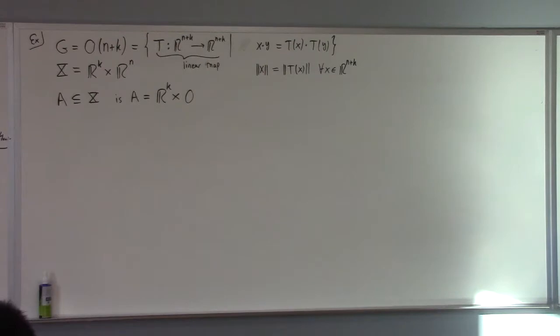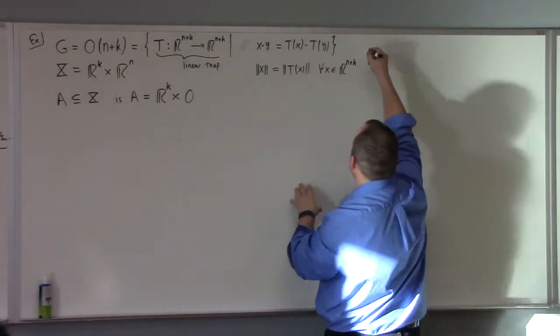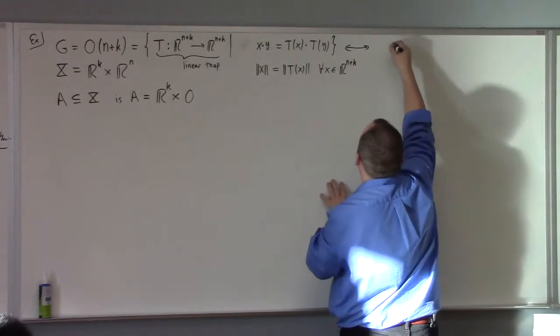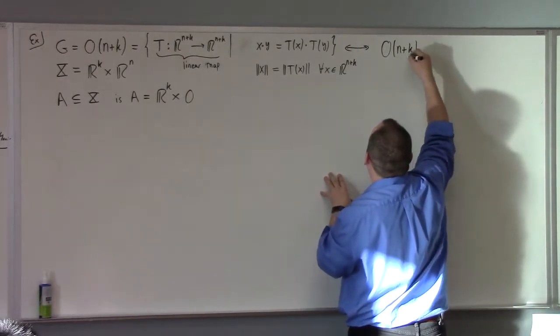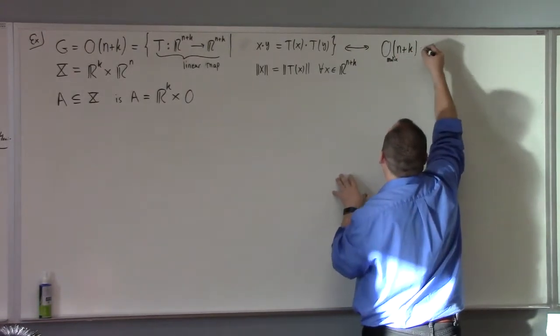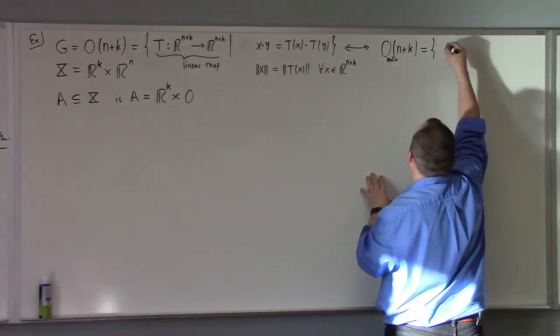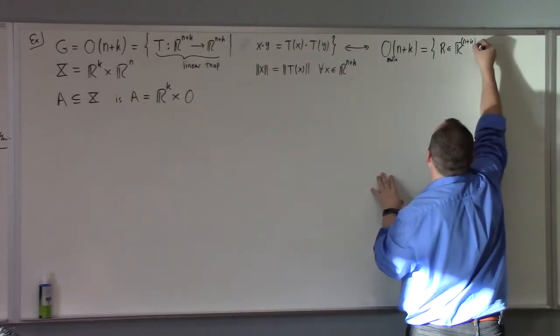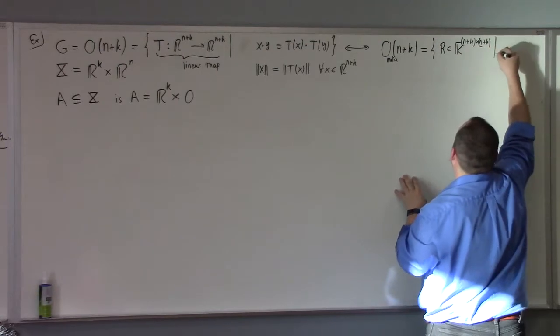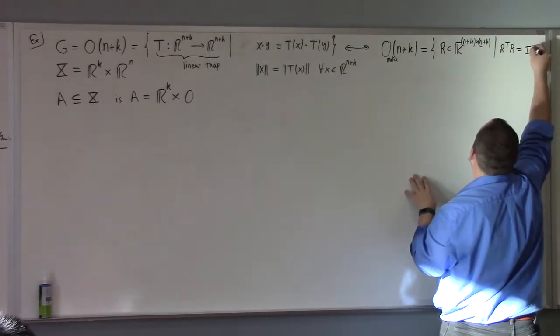Then the question is, what's the corresponding matrix group? That would be a group of n plus k by n plus k matrices which appear as the standard matrix of these transformations. This corresponds uniquely to a matrix, and I think these are just identified. That would be R in R^(n+k by n+k), such that R transpose R equals the identity.